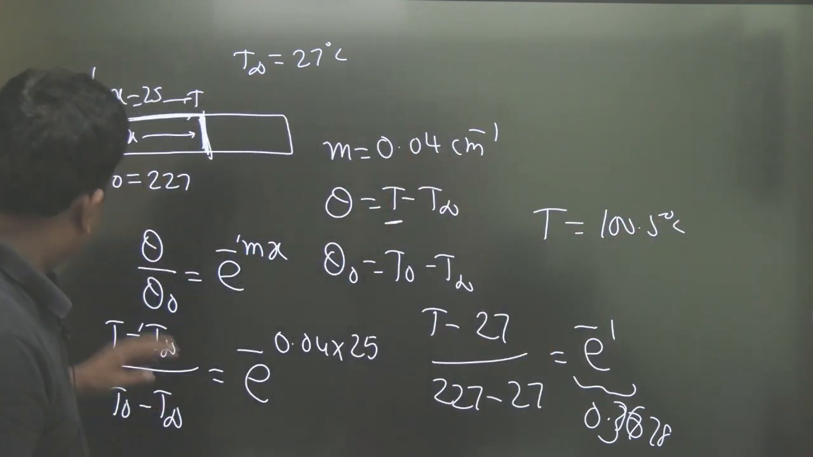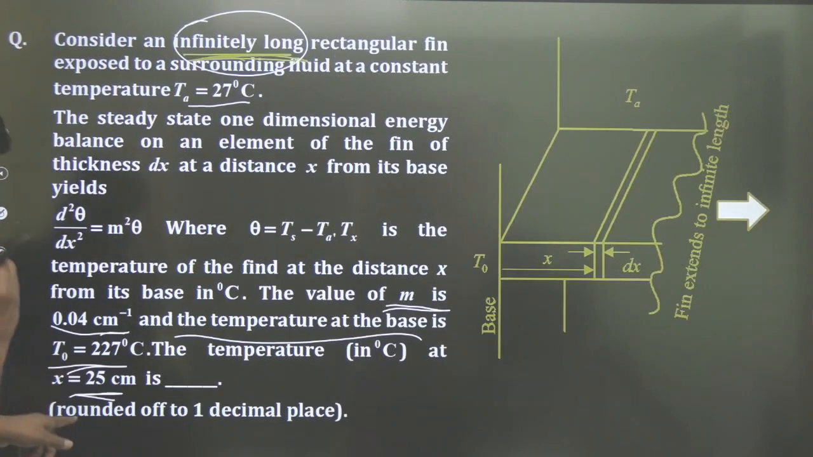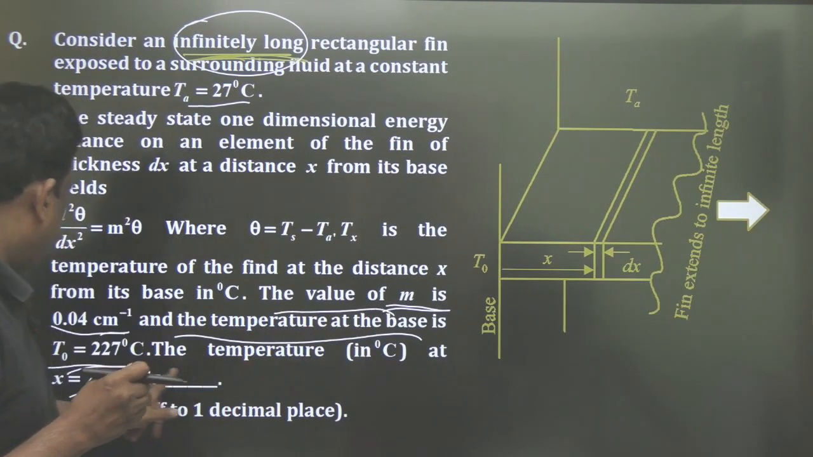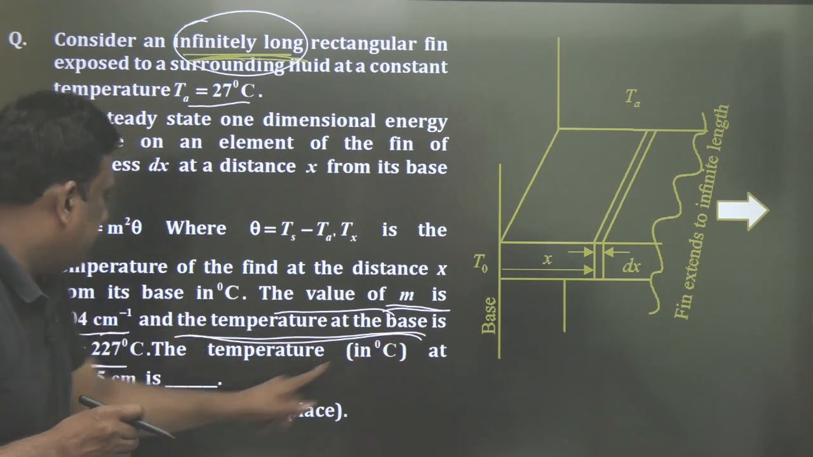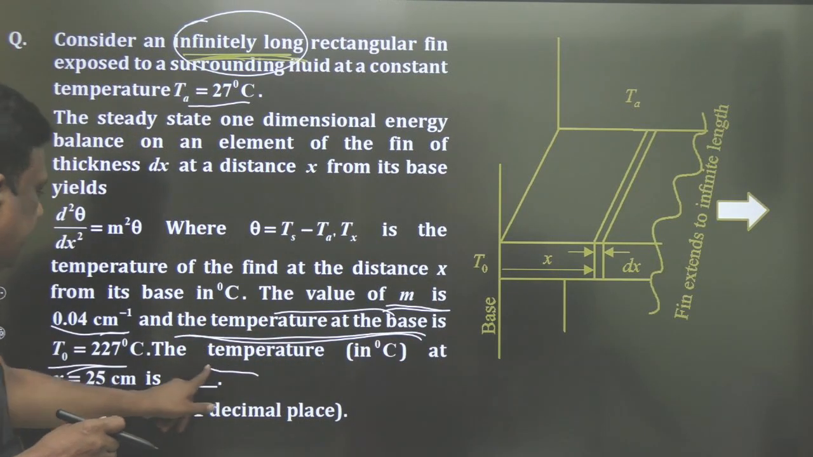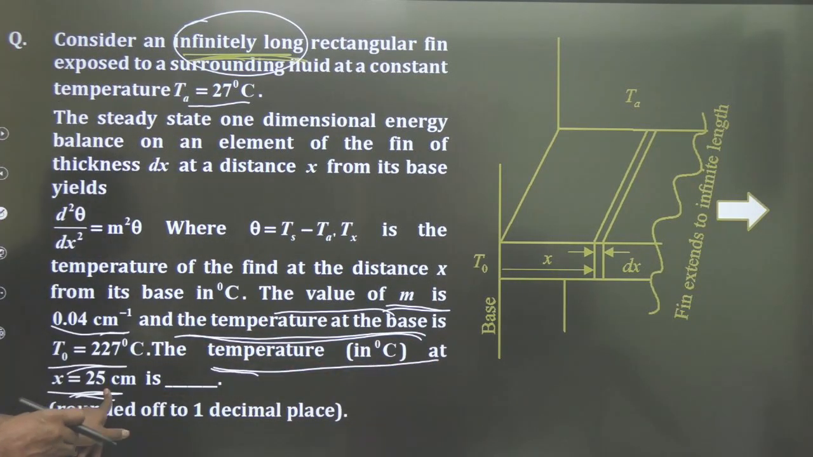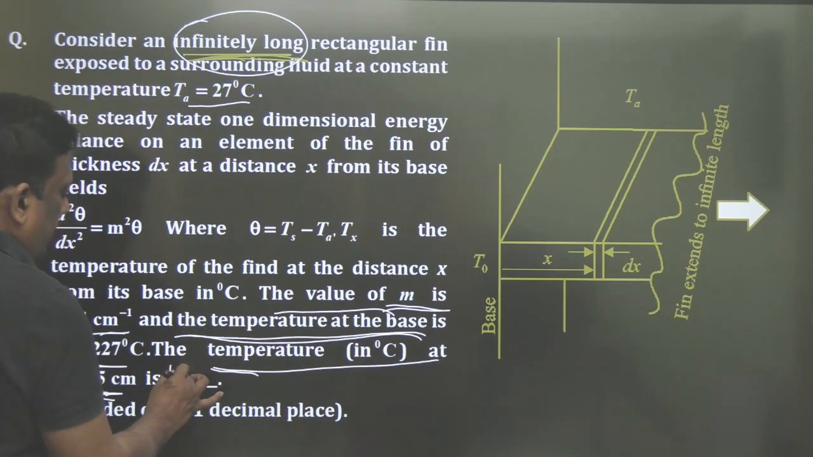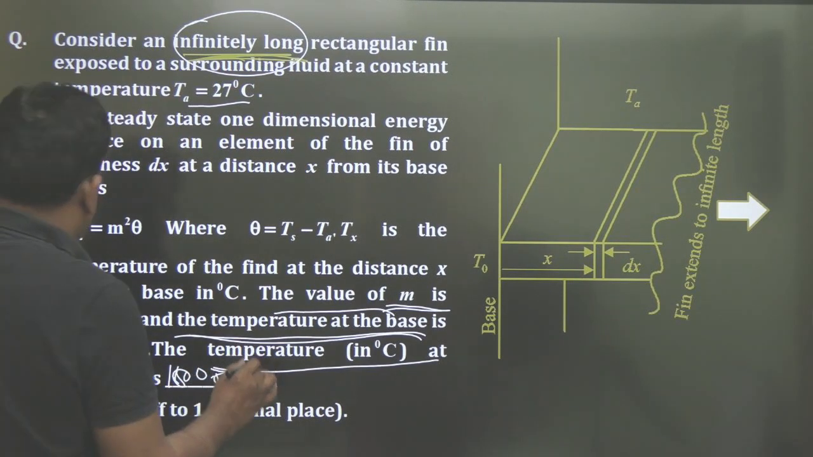He's asking the temperature at 25 centimeter. The value of m is given, the temperature at the base is given, then the temperature in degree centigrade at x equal to 25 is 100.5 degrees centigrade. So this completes.